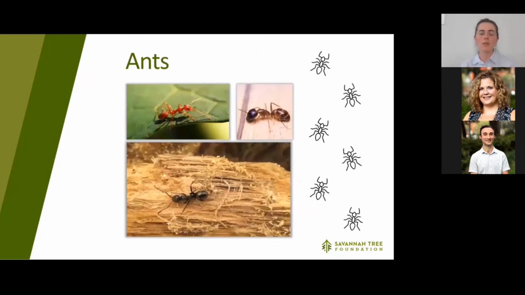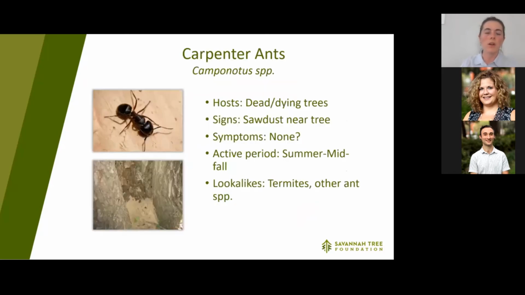So ants actually are kind of on the fence. I did include them mostly because I want to talk about when we do work, how ants can be a little bit not ideal. And so there's Carpenter ants, which are Camponotus species. So the hosts are dead and dying trees. So Carpenter ants generally won't kill the tree. They mostly go for dead and dying trees.